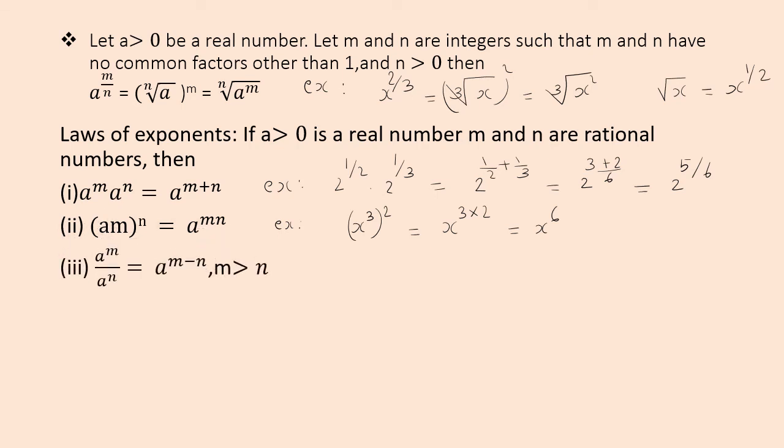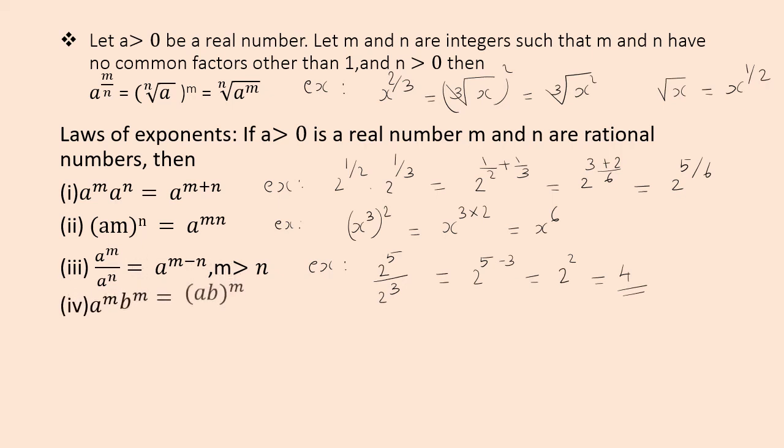The next property, a raised to m upon a raised to n is equal to a raised to m minus n, where m is greater than n. That means the bases are the same and you are doing the division. You can make it more clear with an example, that is 2 raised to 5 upon 2 raised to 3 equal to 2 raised to 5 minus 3, that is 2 raised to 2. You can write it as 4 or write it as it is.